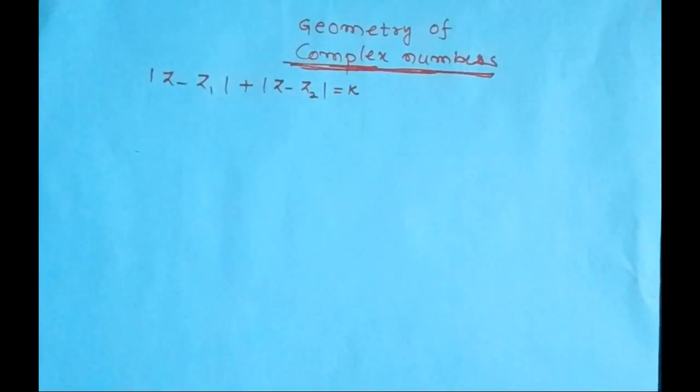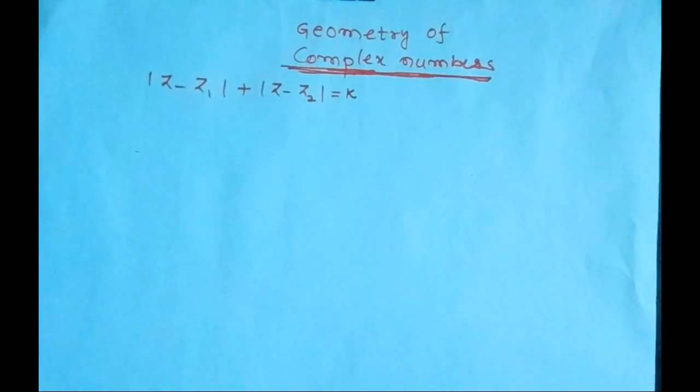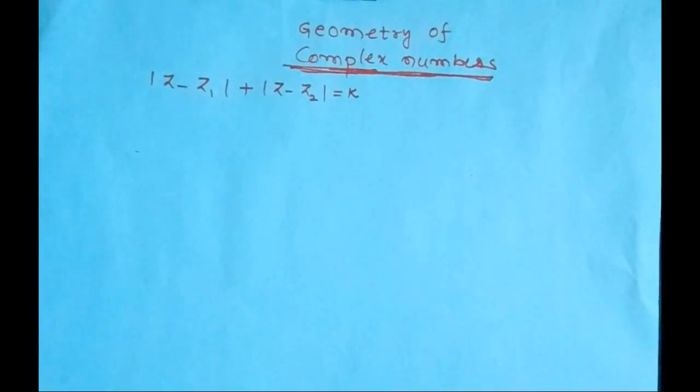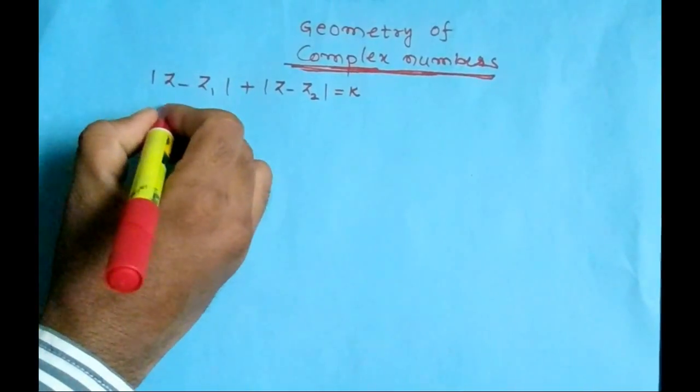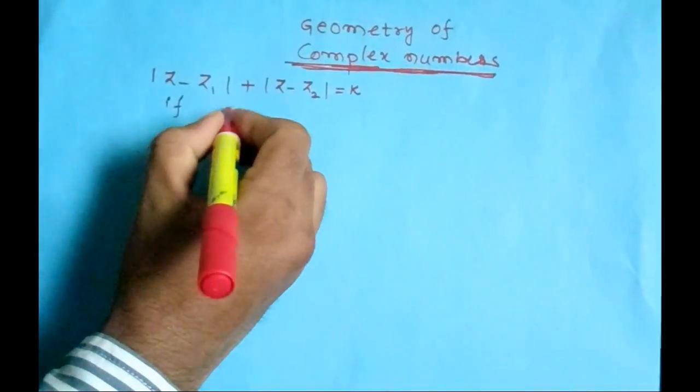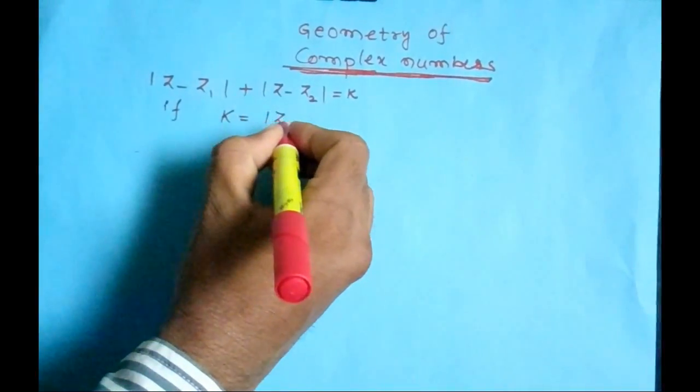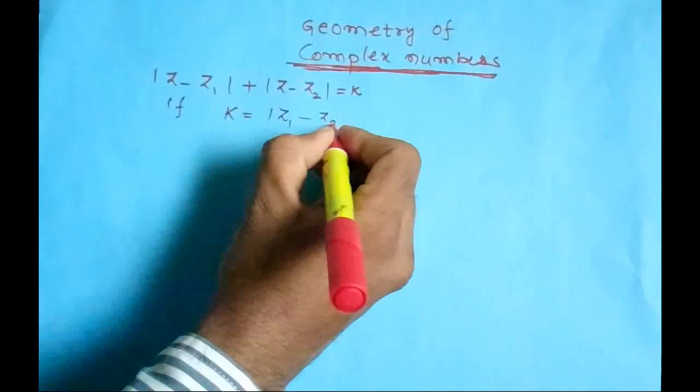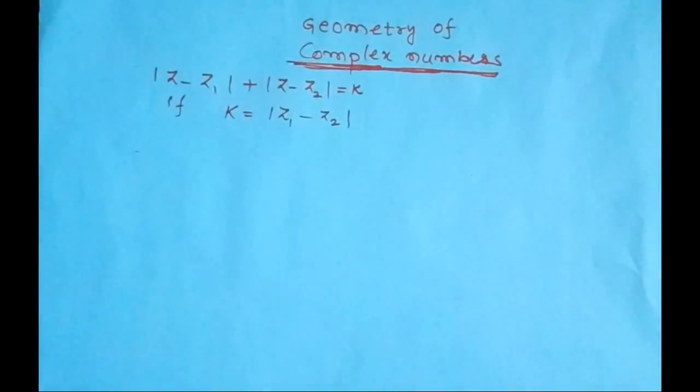This is again we will divide into cases. What is the value of k? So if I take k equals modulus of z1 minus z2, what happens? What is the locus of z that we have to know?